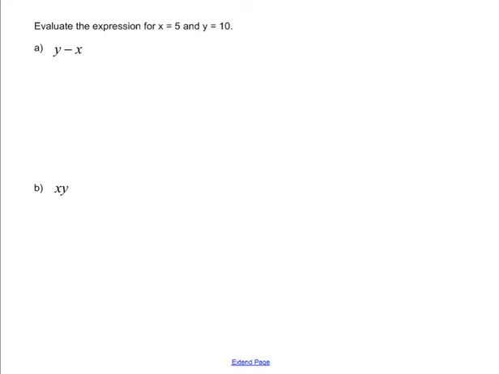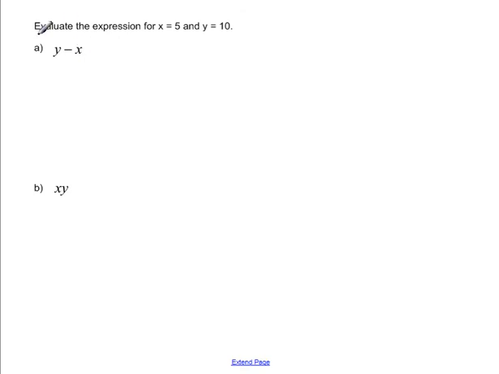Evaluate the expression for x equals 5 and y equals 10. So we've done some evaluation before, but now we have two different variables with two different values. The key thing to keep in mind when we're evaluating and we have more than one variable is just to be sure that the right value gets put into the right place. So our first example, we're being asked to take y minus x.